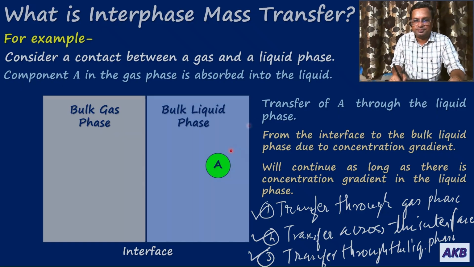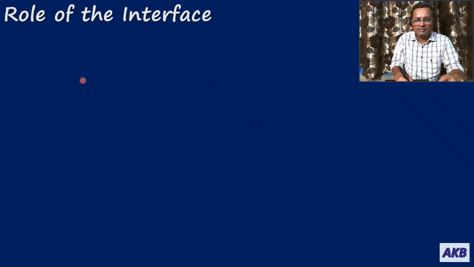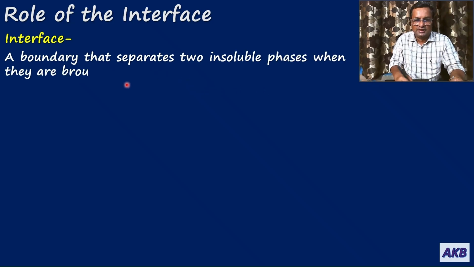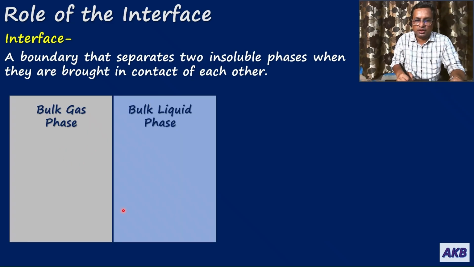Let us move ahead. Now, I will tell you what is the role of interface. As we know, interface is the boundary that separates the two insoluble phases. So interface is nothing but a boundary that separates two insoluble phases when they are brought in contact with each other. We have considered this example, bulk gas phase, liquid phase, and this boundary is the interface which separates the two phases.